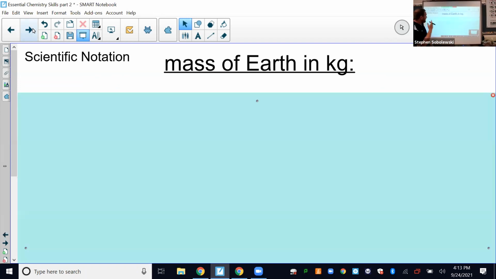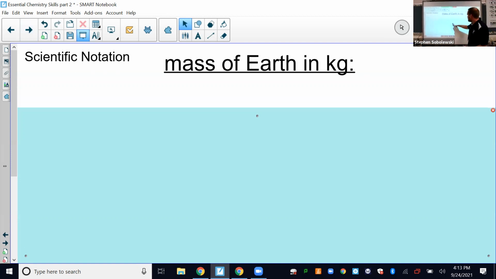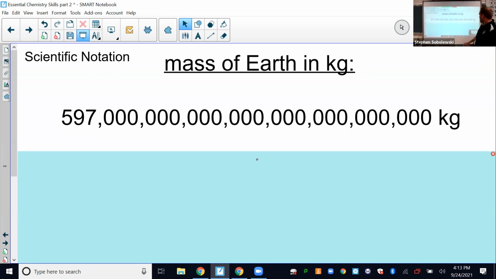So if I were to ask you to estimate the mass of the Earth in kilograms, how much would you think? You know, a kilogram is about 2.2 pounds. How many kilograms? A million, a billion, a trillion? Well, it's actually this many. 597, followed by a huge number of zeros: thousand, million, billion, trillion, quadrillion, quintillion, sextillion, septillion, one of those.